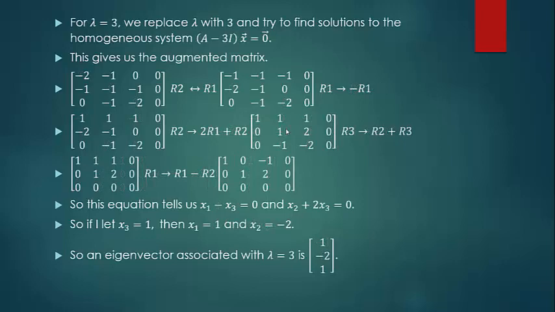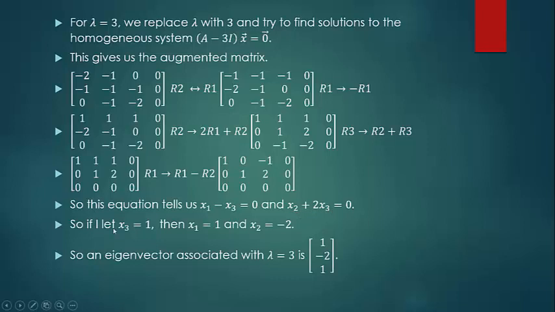Alright, so I'm just going to leave this entire slide up for you guys. It's the exact same procedure, but with lambda equals 3. Just replace lambda with 3 and try to solve the system A minus 3I x equals 0. This produces this augmented matrix shown here. And then I've got to row reduce. And that first row tells me x1 minus x3 is equal to 0. And the second row tells me that x2 plus 2x3 equals 0.